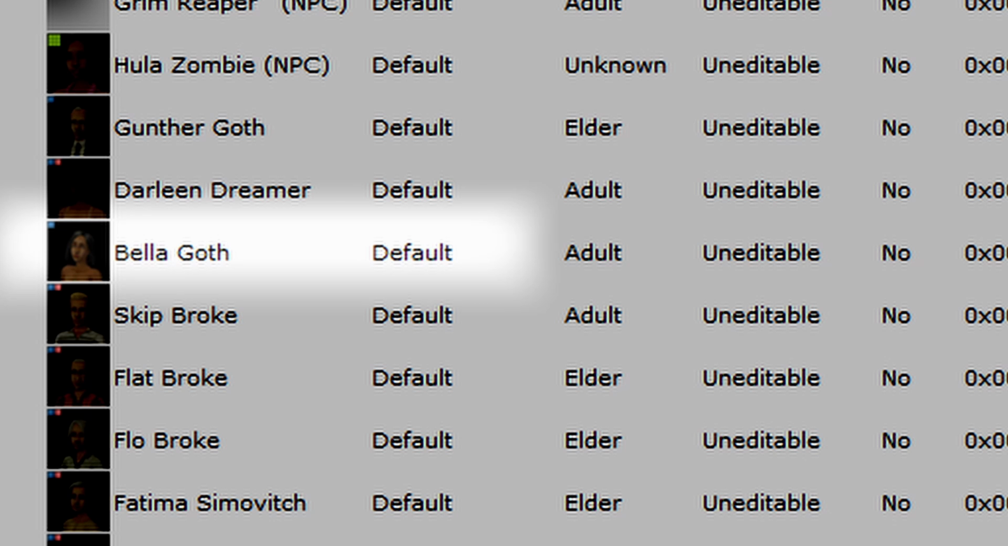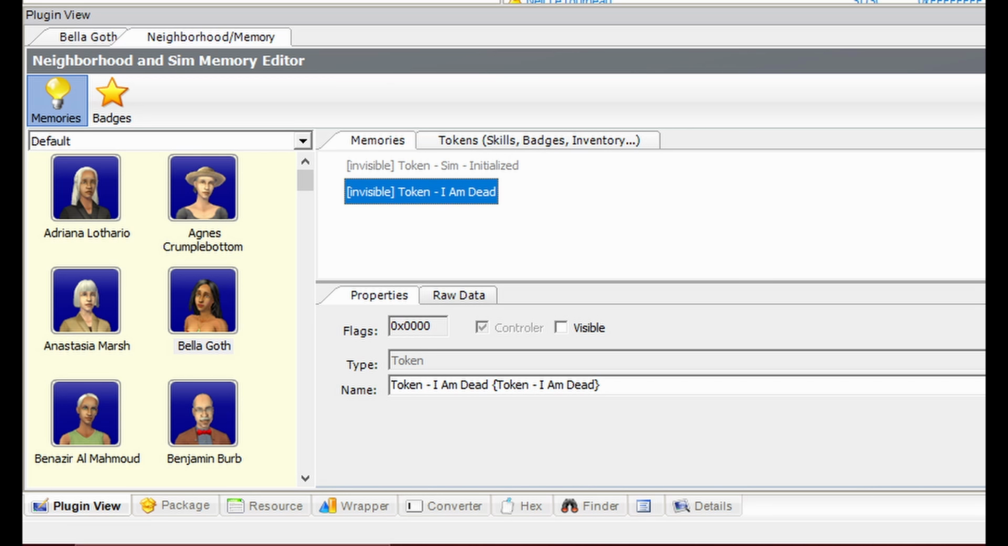Okay, so how on earth did they achieve all of this? Let's have a look at her sim description to see if there's anything different about her, anything that makes her stand out from playable sims. And there is. 3 things actually. She's in the default household, she is unlinked, and she has the dreaded I am dead token.